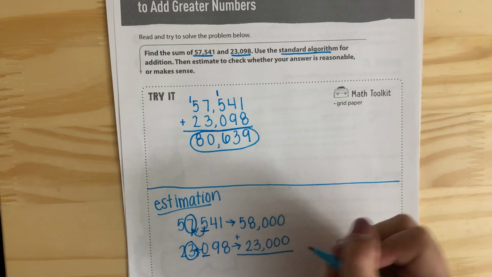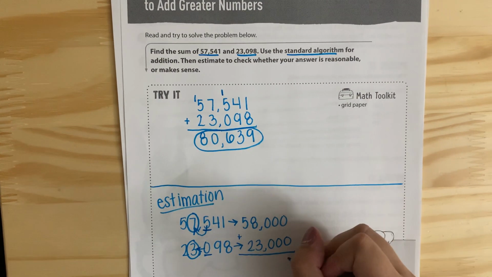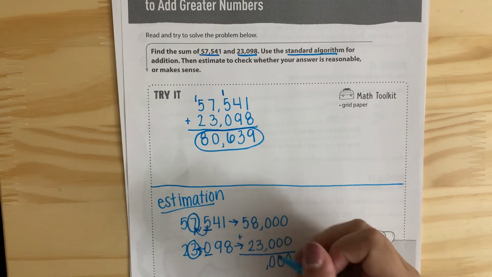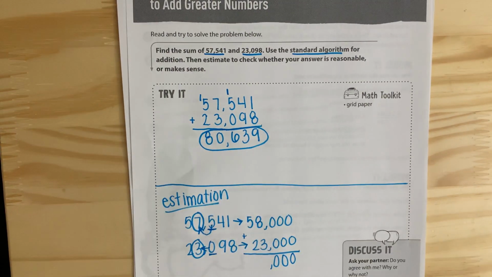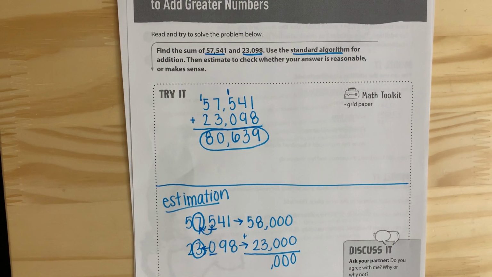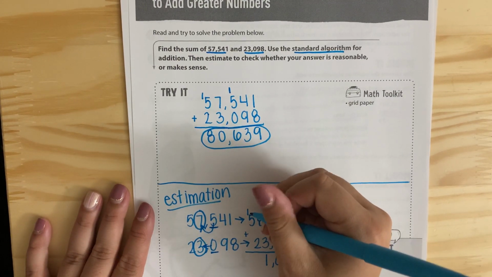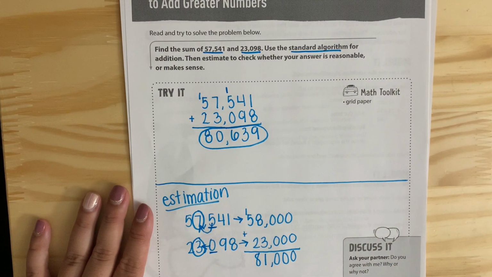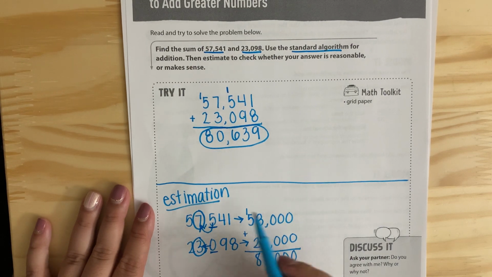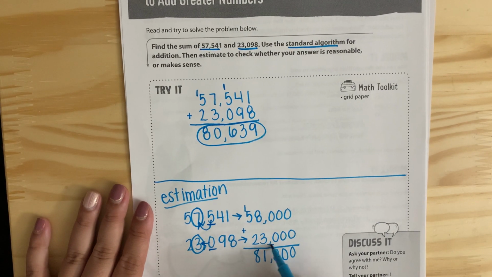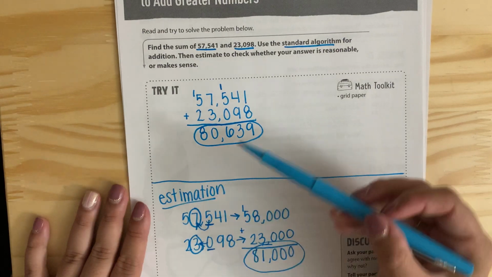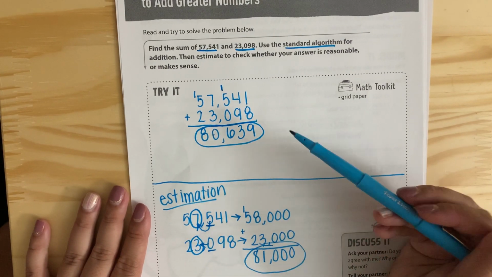It's a little off by lining it up, but we can make do. We have all these zeros, so they're going to stay zeros. And then we have an 8 and a 3, which gives us 11. And then we have a 5 and a 2, which is 7, and then an 8. So that gives us 81. So with us estimating and rounding, we got 81,000. Our exact answer was 80,639.